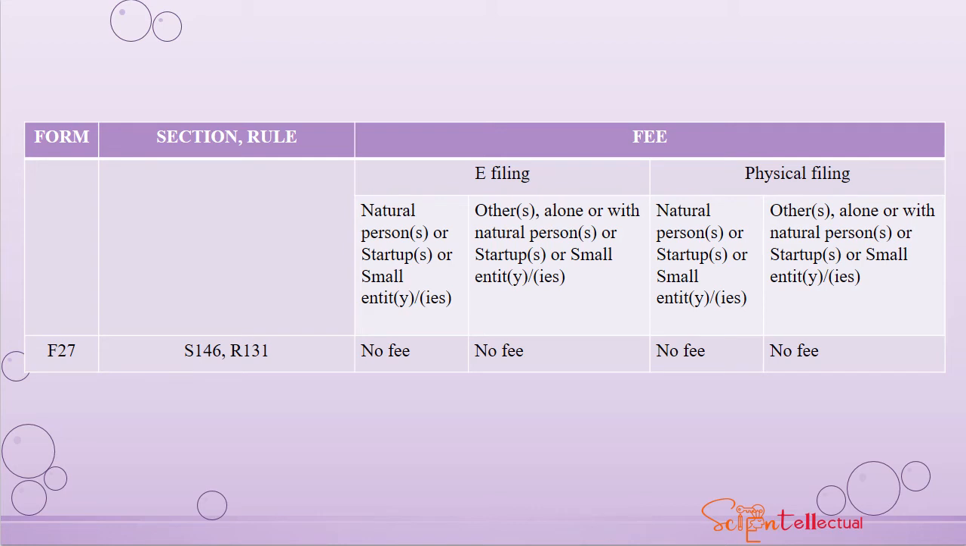There is no fee for Form 27 submission. Earlier in Form 27, the patentee or licensee needed to furnish all the particulars and details regarding the extent of his patented invention working commercially in India. Now, an approximate value can be given. This amendment has also been done in that Form 27.